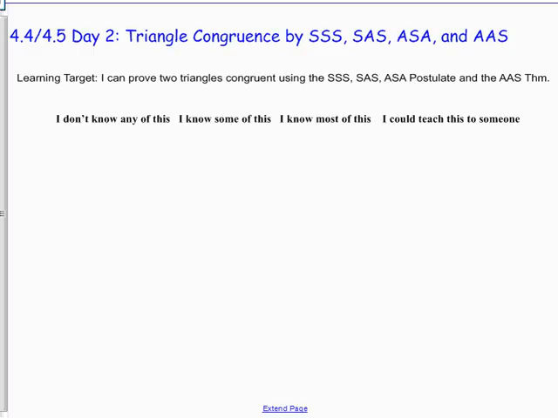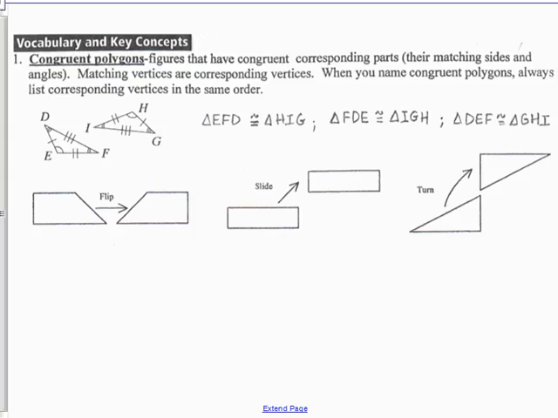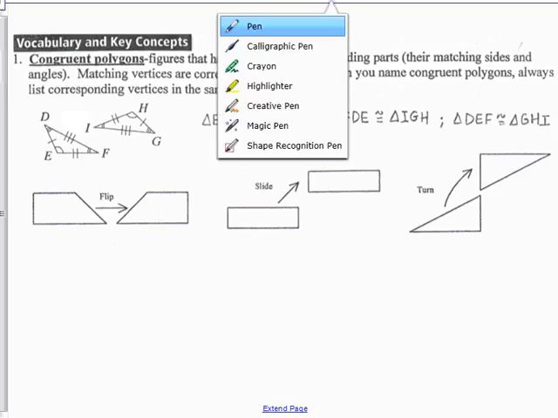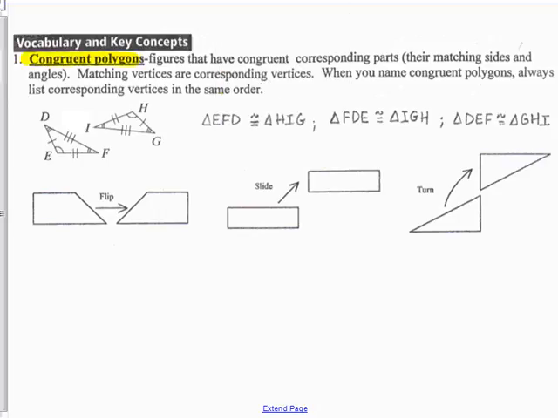Hi there, everybody. We're going to be working on triangle congruence again today using the side-side-side, side-angle-side, and angle-side-angle theorems. So again, just like the other day, we have the congruent polygons vocabulary. That means that the sides are congruent, and the angles are congruent. All right, so let's dig right in.